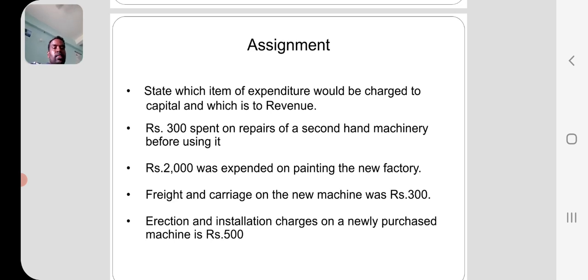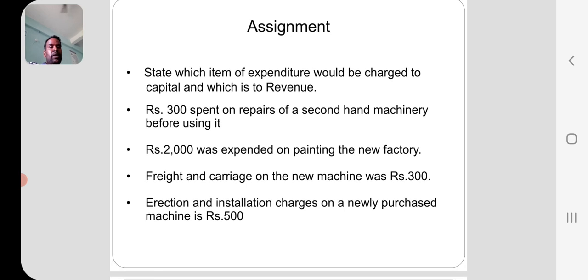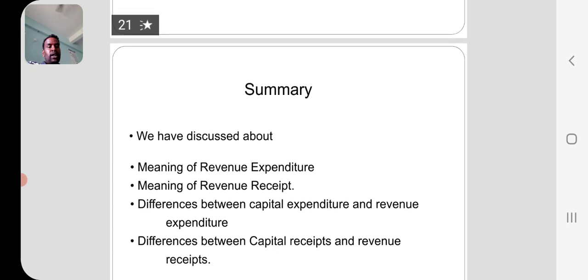Assignment: state which item of expenditure would be charged to capital and which to revenue. Rupees 300 spent on repairs of second hand machinery before using it. Rupees 2,000 was expended on painting the new factory. Freight and carriage on the new machine was 300. Erection and installation charges on a newly purchased machine is rupees 500.